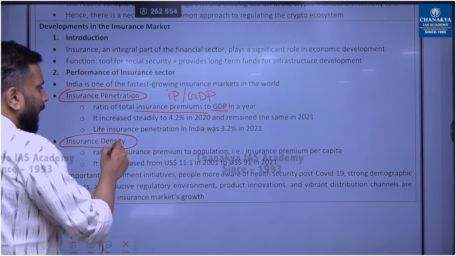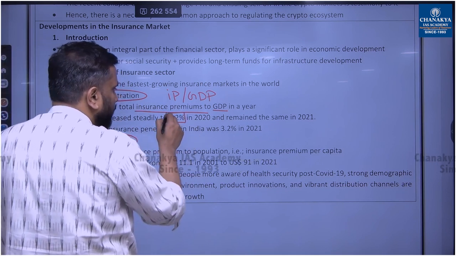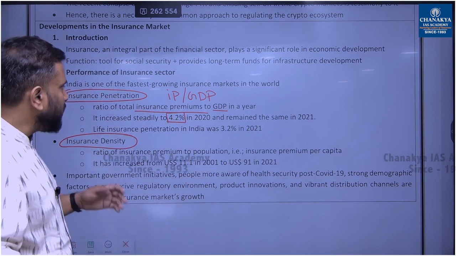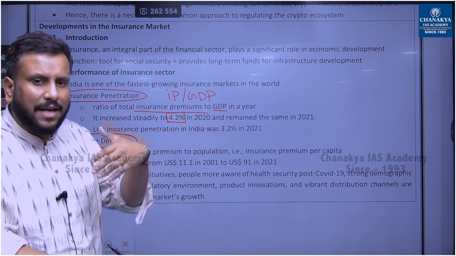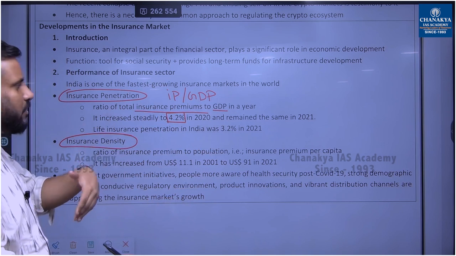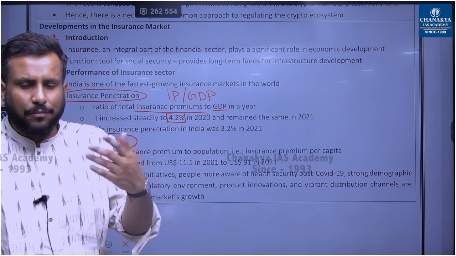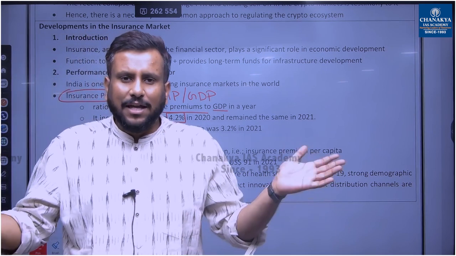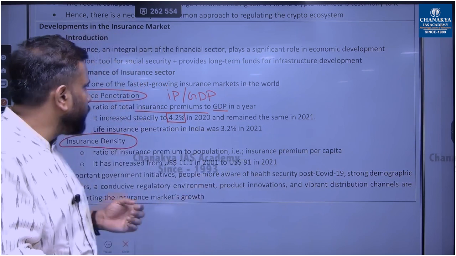So that has been increasing, and now it has increased to 4.2% of the GDP. So insurance penetration ka matlab premium by GDP. Total sare logo kitna insurance premium dete hain, life insurance or non-life insurance sab mila ke, and a vehicle insurance, phone insurance, laptop insurance, life insurance, every insurance ka sabka premium amount mila do, divide kar do GDP se, so that is known as insurance penetration.